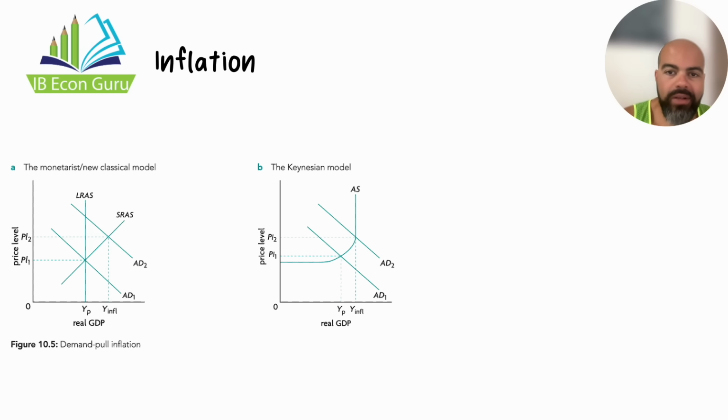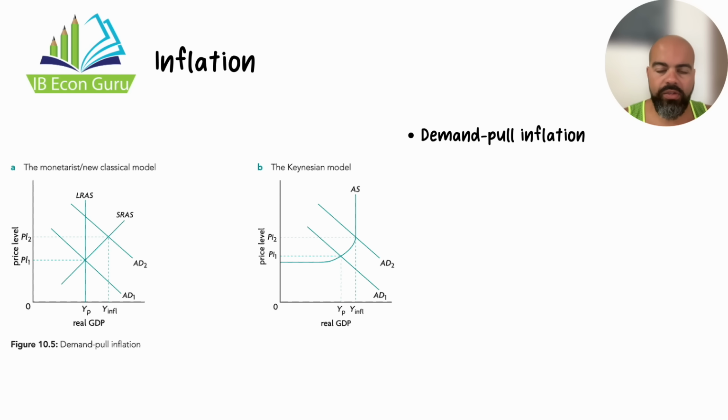Hello and welcome to the second government macroeconomic objective, which is a low and stable rate of inflation. I already did the unemployment videos, which is the first government macroeconomic objective, low unemployment. The second is a low and stable rate of inflation. I'm going to talk about the two types of inflation that you need to know diagrams for: demand pull inflation and cost push inflation.